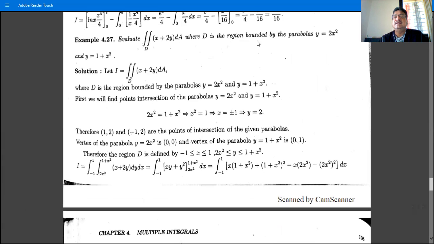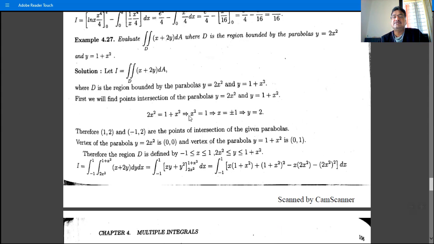D is the region bounded by the parabola y is equal to 2x square and y is equal to 1 plus x square. So double integration of (x plus 2y) dA. Either draw the figure or directly write lower limit, upper limit. So y is equal to 2x square and y is equal to 1 plus x square. The points of intersection are these. Solve these two equations simultaneously. That is, substitute here y as 2x square.